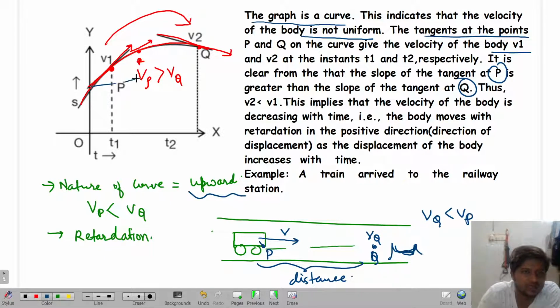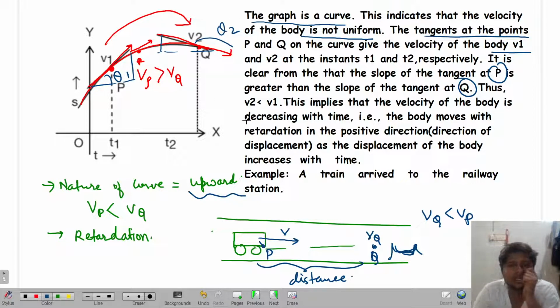The slope over here, try to understand, this is theta1, this is positive, while this is tan of theta2. It is negative for theta2, which is obtuse. Tan becomes negative. So that means what? Velocity of 2 is less than velocity of 1. This implies that the velocity of the body is decreasing with time. That is, the body moves with retardation in the positive direction as the displacement of the body increases with time.